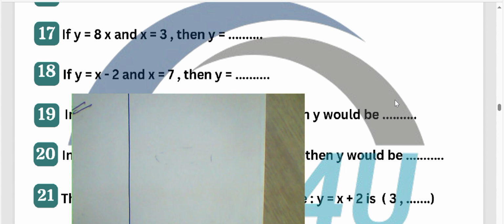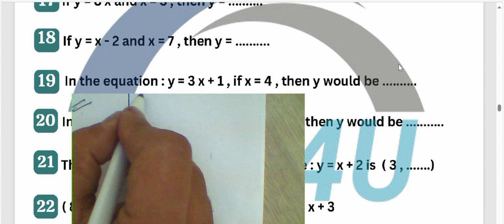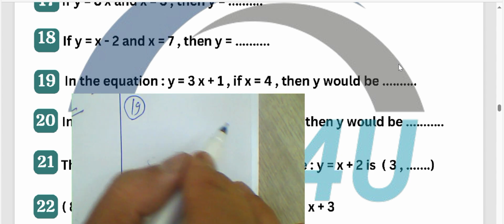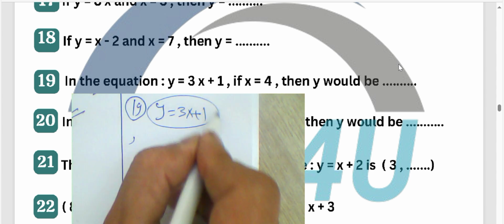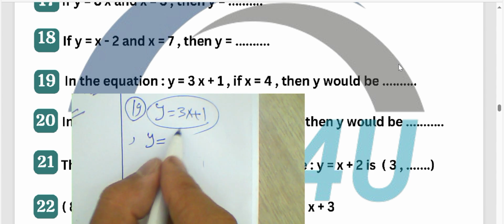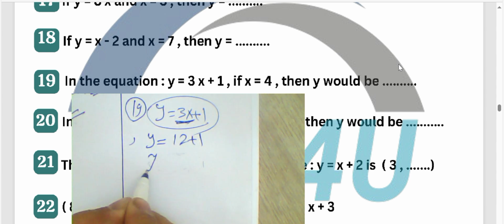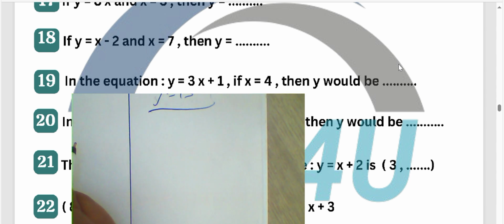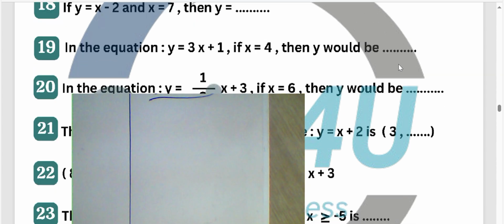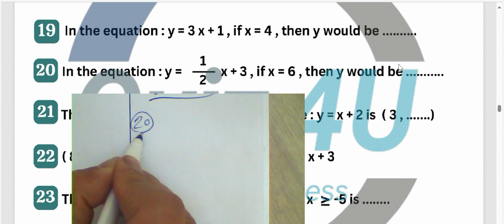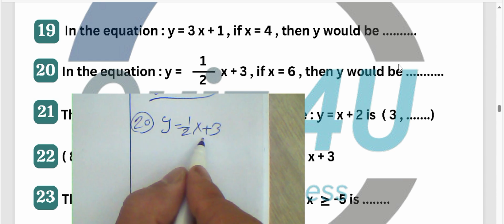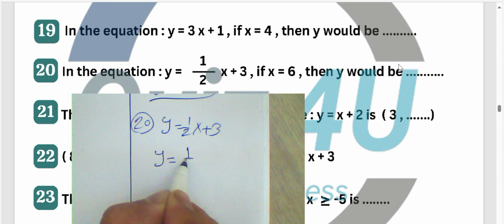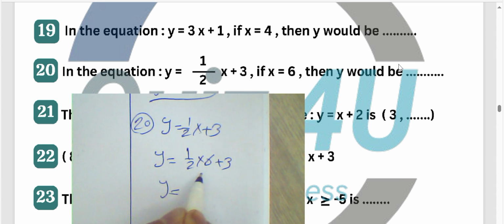Next example. Question number 19. In the equation y equals 3x plus 1 and x was equal to 4, the value of y: put x equal 4, 3 times 4 will be 12. 12 plus 1 equals 13. Next example. Question 20. If y equals half x plus 3, if x equals 6, then y would be what? Put x equals 6, half multiplied by 6 plus 3. Half of 6 is 3. 3 plus 3 will be what? 6.